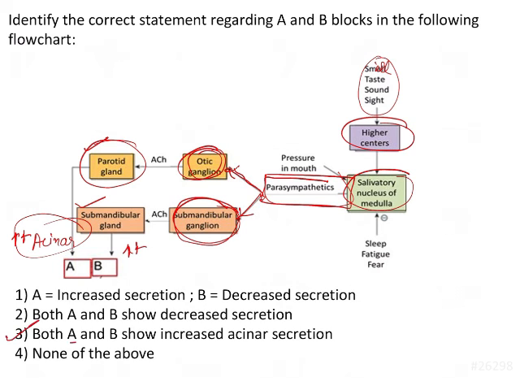So the answer is going to be the third. Both A and B show increased acinar secretion. So the answer is going to be the third.